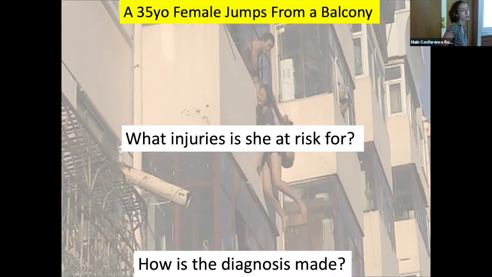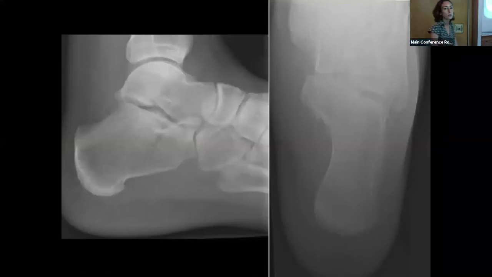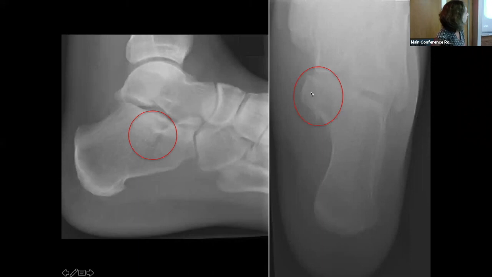What injury is she at risk for, and how is the diagnosis made? So what's the most common bone fractured from a jump from a height in the foot? Calcaneus. Good. So do you guys see the fracture here? So this is the fracture here on the lateral, and then on the AP it's right here. But unfortunately, they're not always that obvious, right? So do we have another way to diagnose a calcaneal fracture besides actually seeing the fracture?